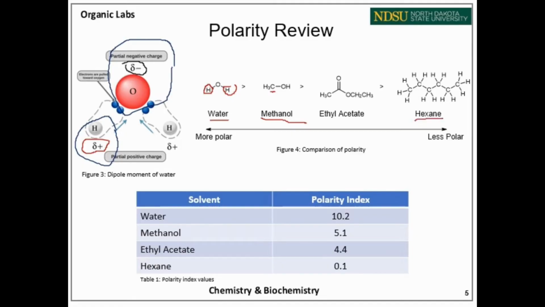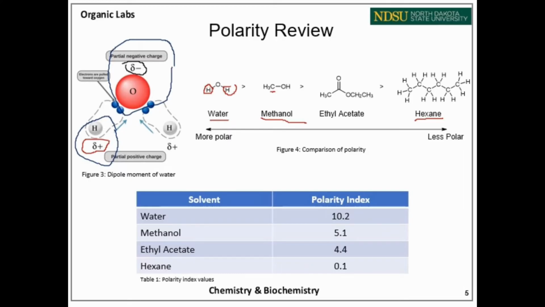Let's take hexane, for example. Hexane is composed completely of carbons and hydrogens. There's no electron withdrawing group or highly electronegative atom to kind of hog the electrons. Therefore, the electrons are more evenly distributed through this whole entire molecule, therefore making hexane not very polar at all.